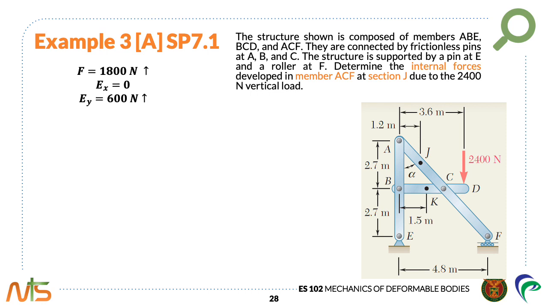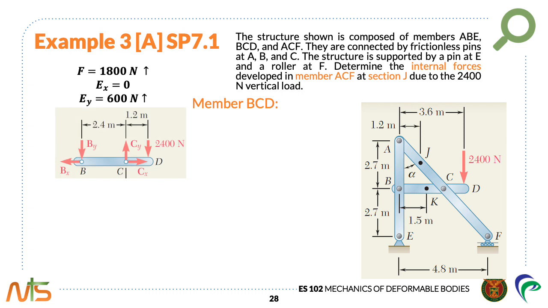Next is to dismember the frame. FBD is drawn for each of its members, therefore showing the external forces from the point of view of each component part. The reactions and the forces acting on each member of the frame are determined using the equations of equilibrium, as will be shown in this slide. First, we have member BCD. As you can see in the free body diagram, the internal loadings are now exposed.